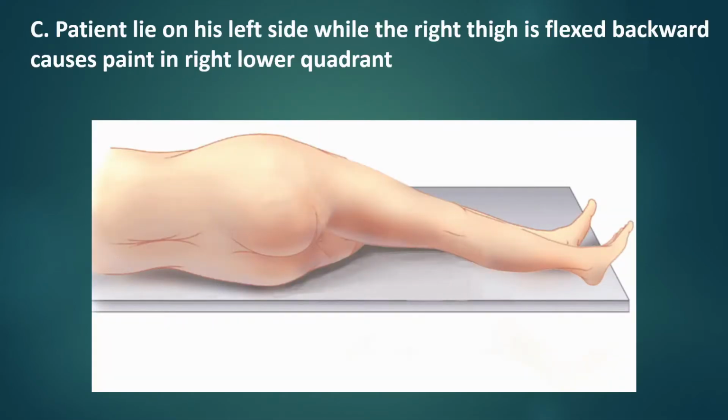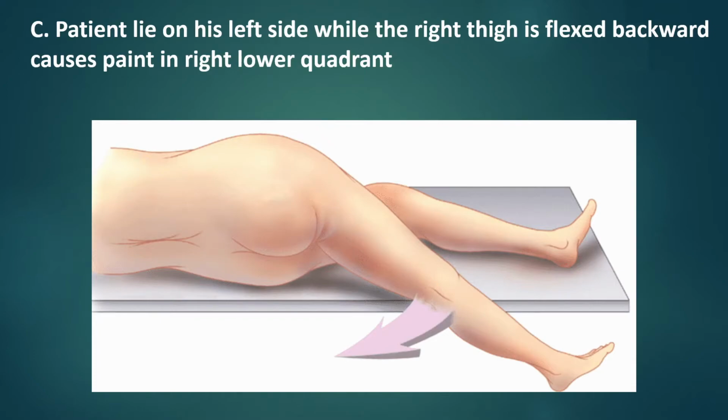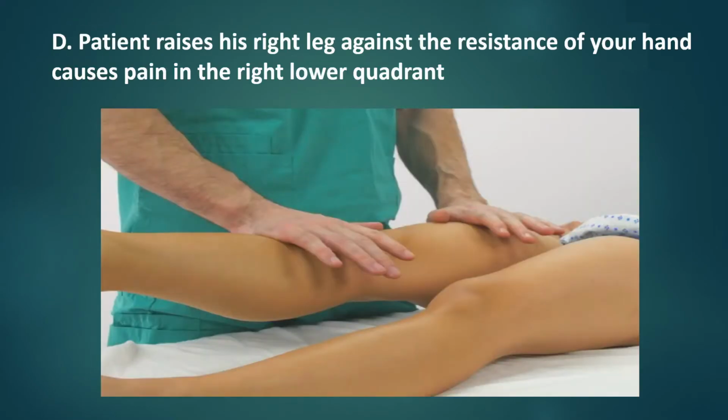Patient lies on his left side while the right thigh is flexed backward causes pain in right lower quadrant is also a test to confirm appendicitis, however, this is known as positive psoas sign. Patient raises his right leg against the resistance of your hand causes pain in the right lower quadrant is also another way to test for a positive psoas sign and not Rovsing sign.